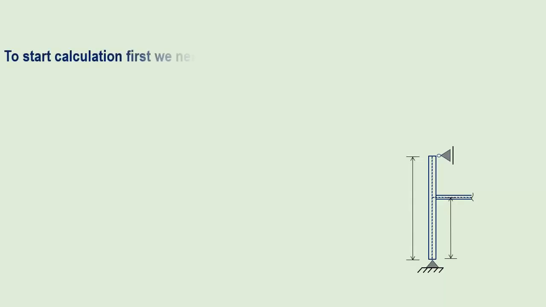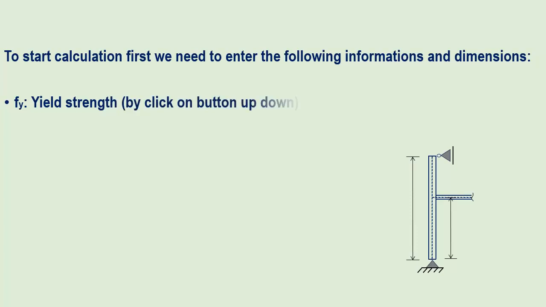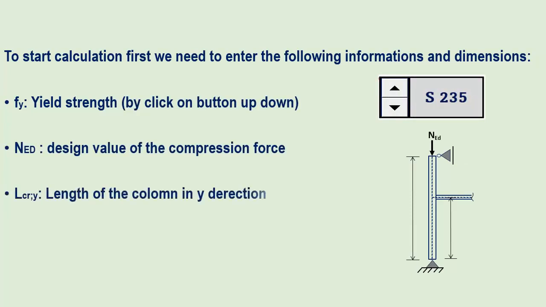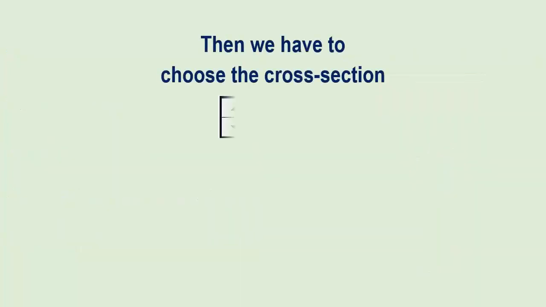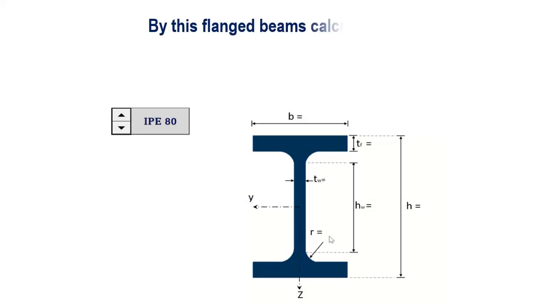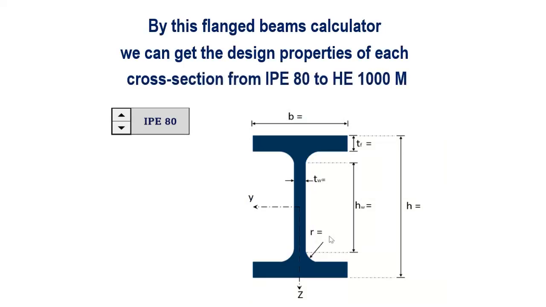To start the calculation, first we need to enter the following information and dimensions: yield strength, design value of the compression force NEd, length of the column in Y direction LcrY, length of the column in Z direction LcrZ. Then we have to choose the cross-section by clicking the open down button. With this flanged beams calculator, we can get the design properties of each cross-section from IPE80 to HE1000M.